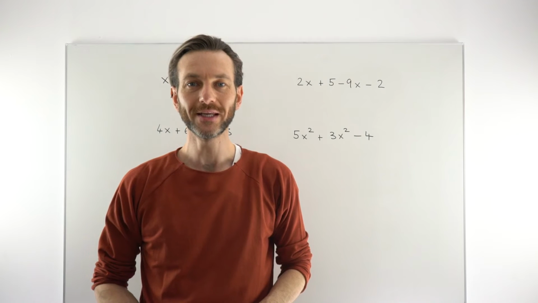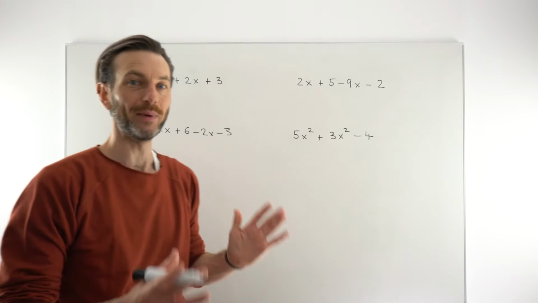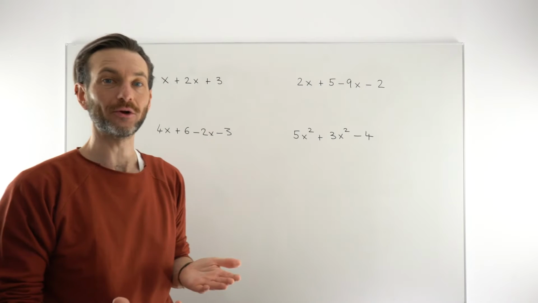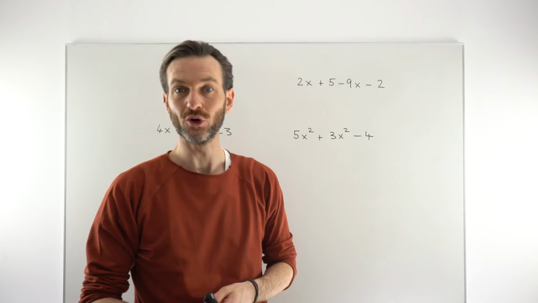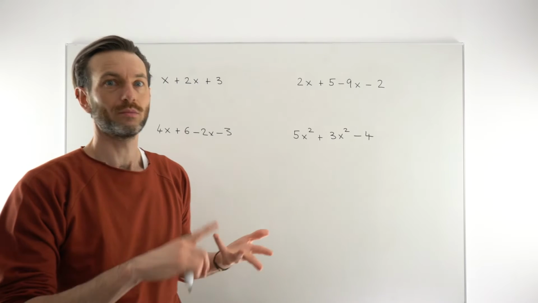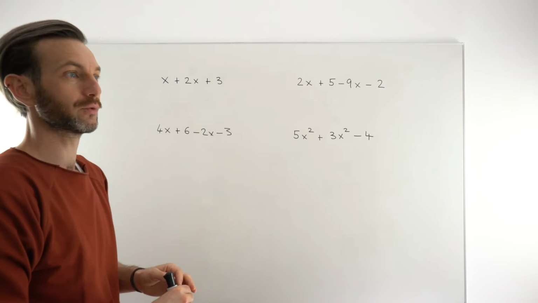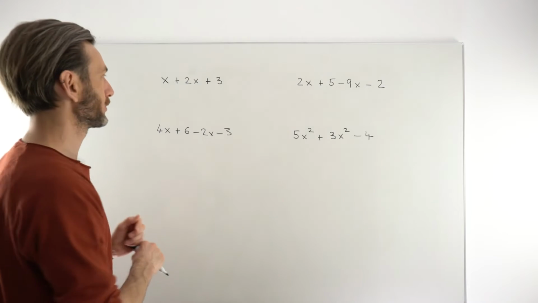In this class, we're going to take a look at simplifying algebraic expressions, which really just means combining the like terms. And the like terms are just the terms which are alike. So the x's, the numbers, the square root of 2's, all the things that look the same you can combine, and that is what we call simplifying the expression.